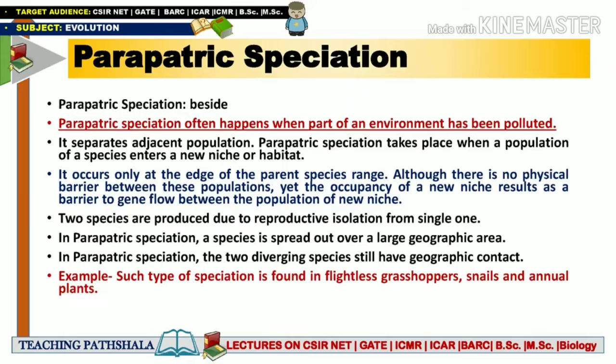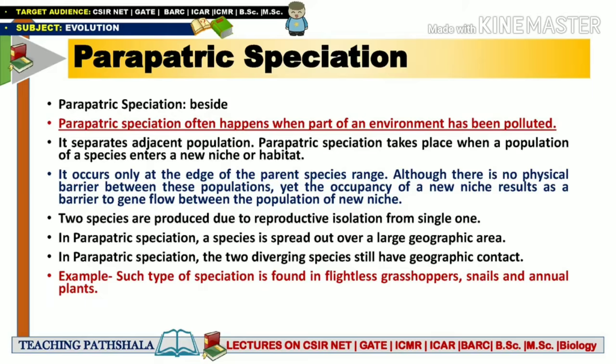And because there is reproductive isolation, there will be an absence of interbreeding between the original population and the newly found population. That is what is mentioned in the next line: two species are produced from a single one due to reproductive isolation. In parapatric speciation, a species is spread out over a large geographic area and the two diverging species still have geographic contact. So it's not like they are entirely separated from each other. There will be a meeting point.